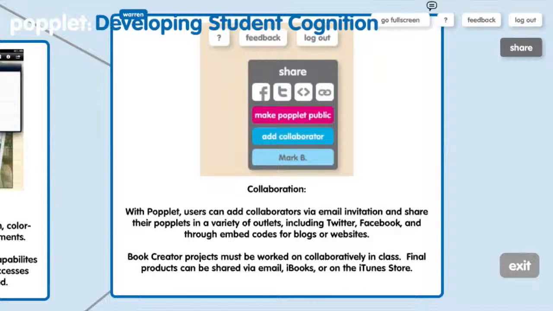And collaboration. Both of these are great collaborative tools. With Poplet, users can add collaborators via email invitation and share their Poplets on a variety of outlets, including Twitter, Facebook, and through embed codes for blogs and websites. And Book Creator projects can be worked on collaboratively in class. But what's neat about Book Creator projects is that the final product can be shared via email, iBooks, or on the iTunes store, so they can be shared worldwide.